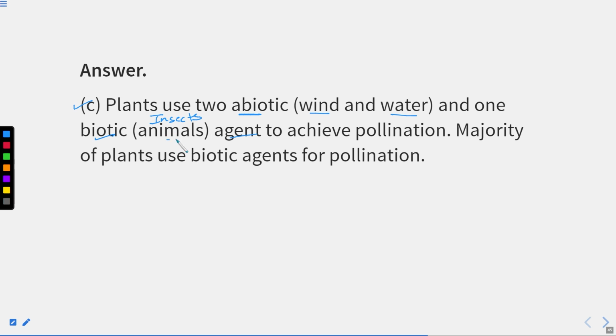Animals such as bats can also carry out pollination. Some insects such as honeybees and spiders can also carry out pollination. So these agents are known as pollinators. But the majority of plants use biotic agents for pollination.